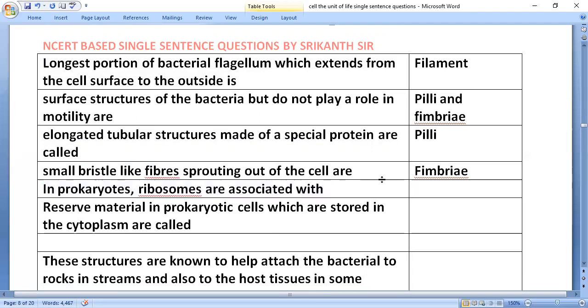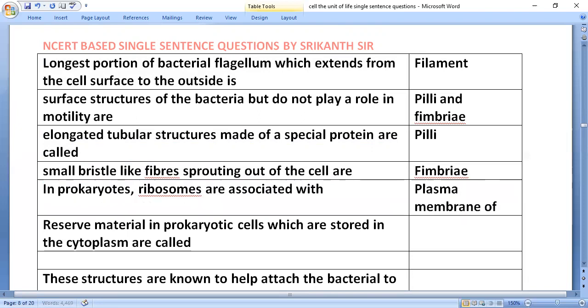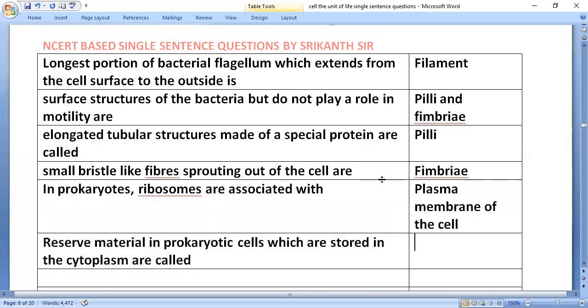In prokaryotes, ribosomes are associated with the plasma membrane of the cell. Reserve material in prokaryotic cells which is stored in the cytoplasm is called inclusion bodies.